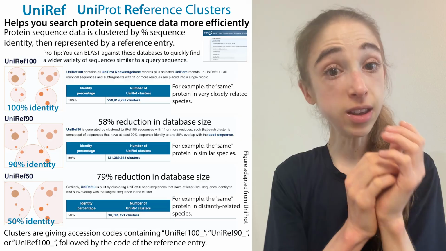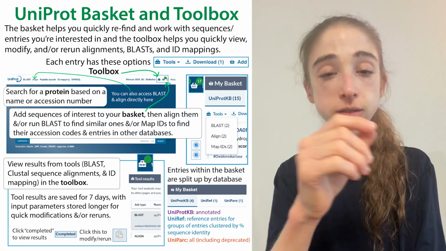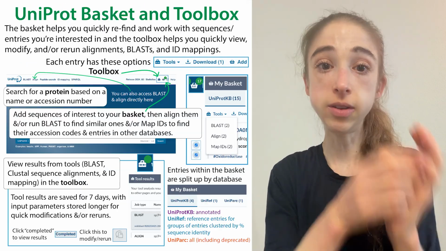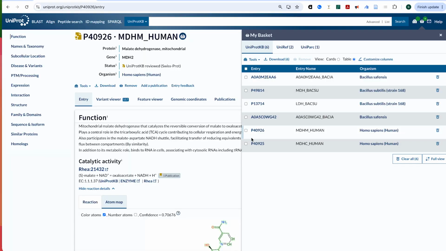And so Map IDs will help you find those entries, and you can even put those UniRef entries into your basket. And it'll also allow you to do mapping to databases outside of the UniProt universe.